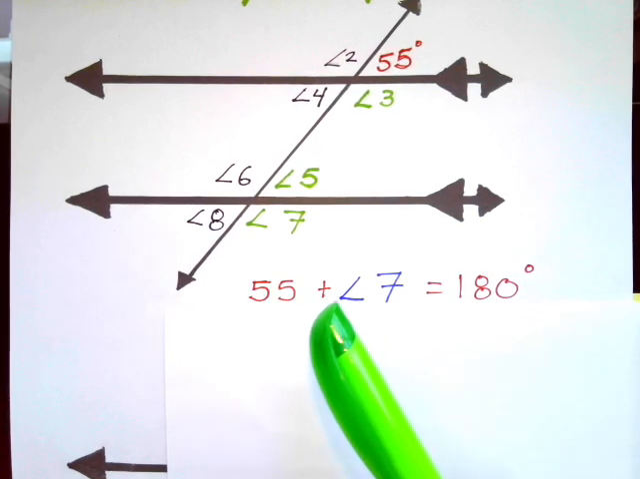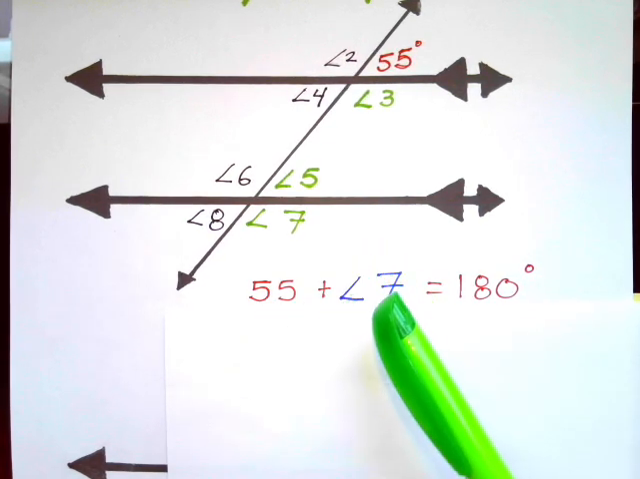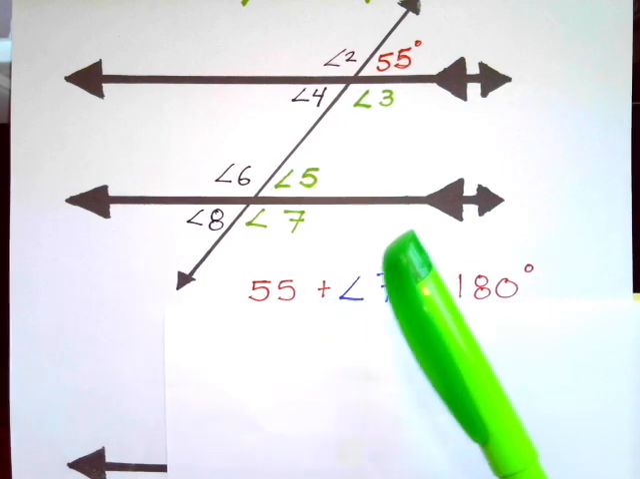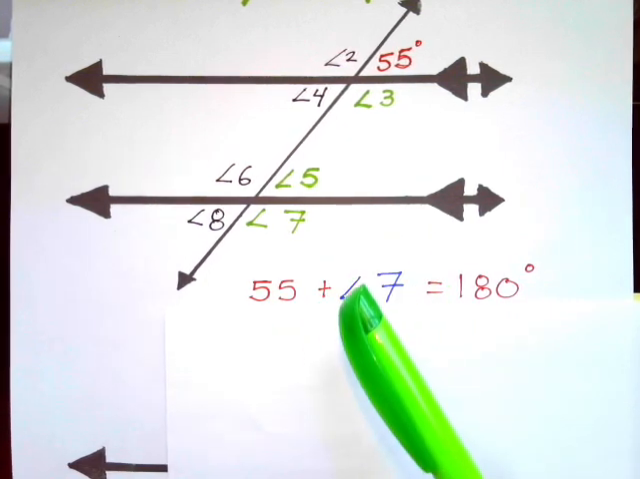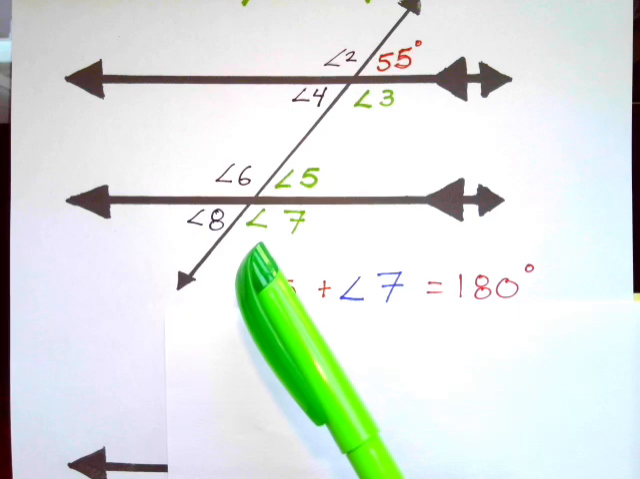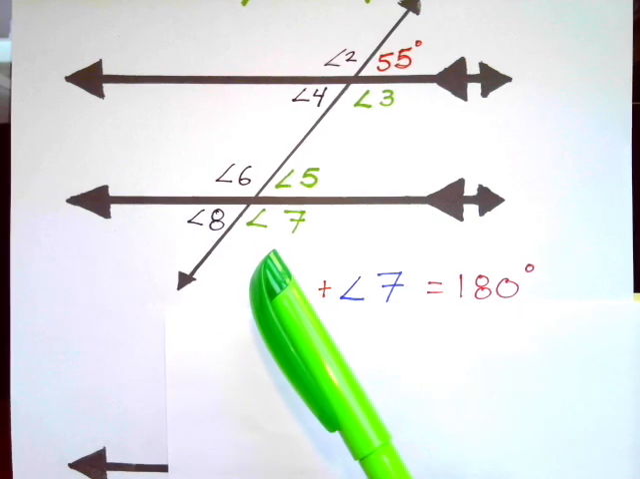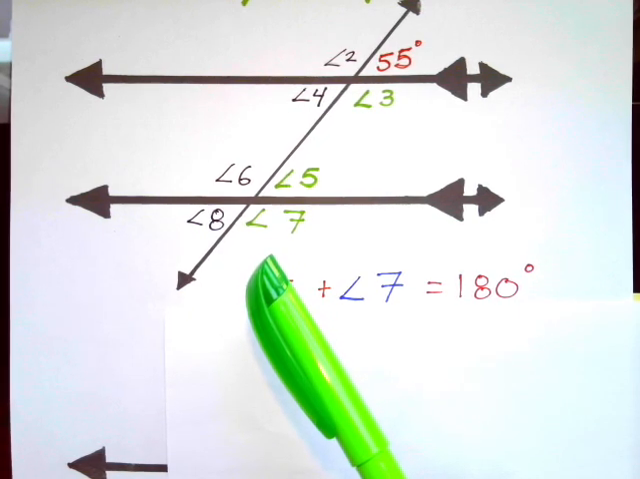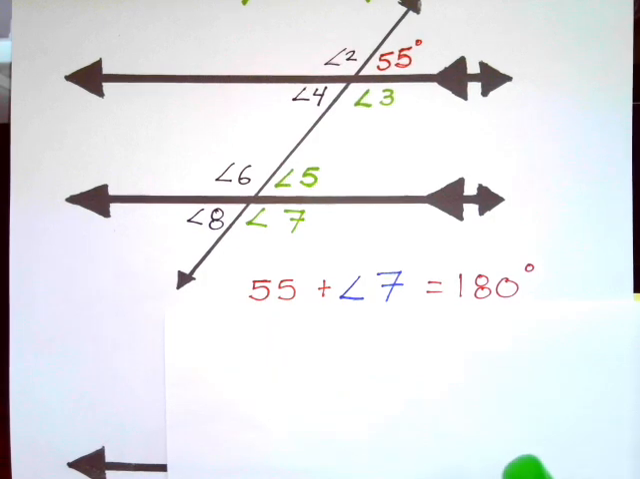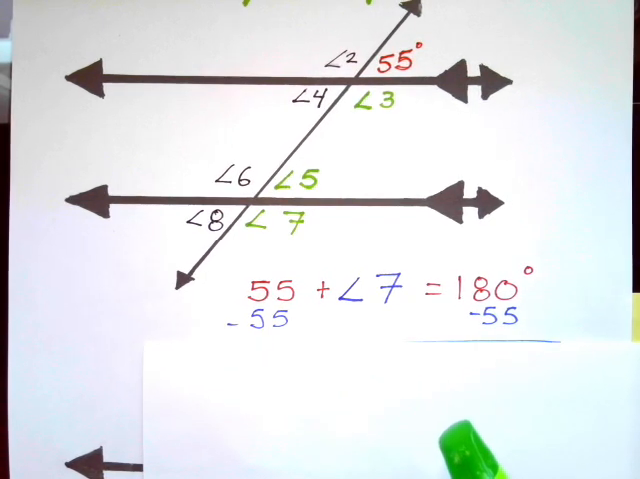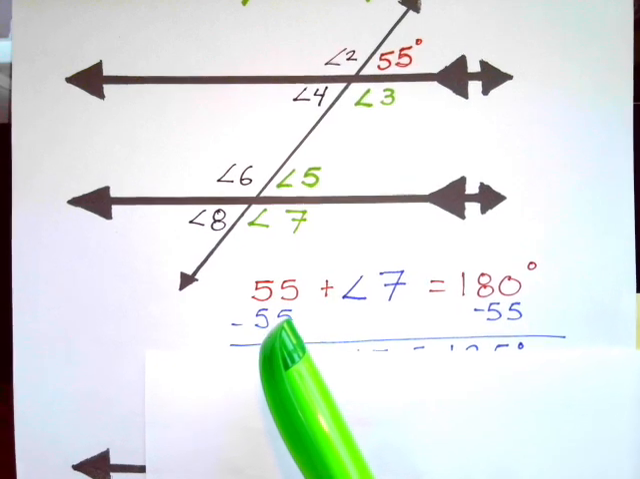So I want to get angle 7, or if this was X, or Y, or Z, all by itself. So I want to turn that 55 into a 0. This is a one-step equation. So what's the opposite of a plus 55? Minus 55.